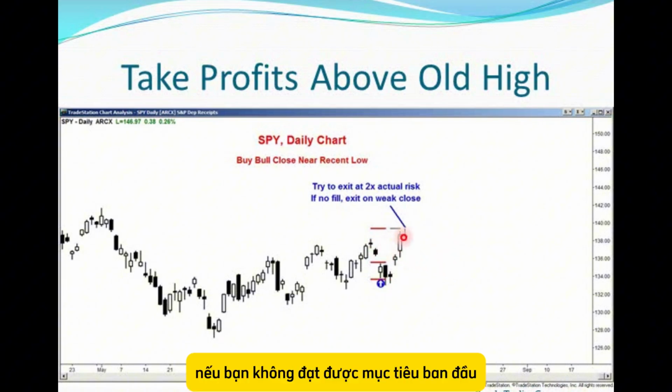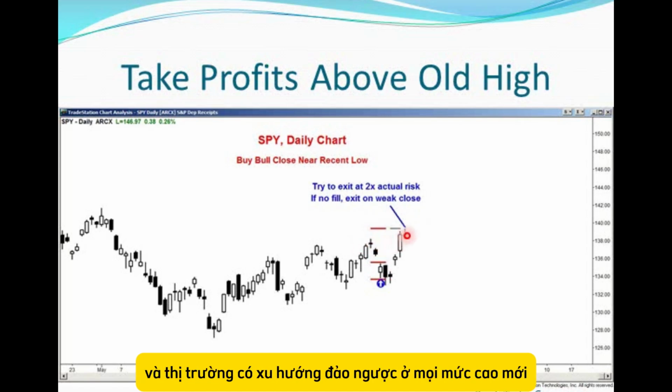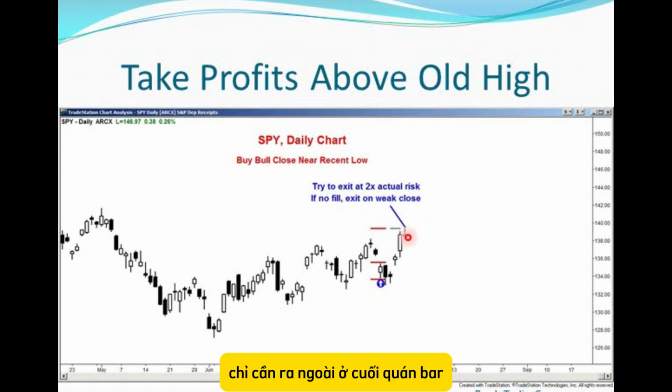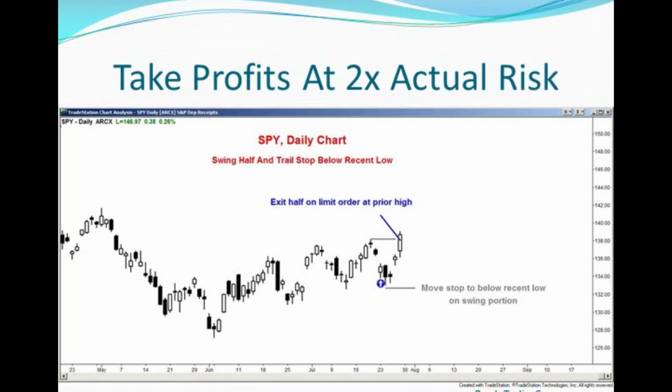If you don't get filled at your initial target and you have a weak close on the bar, since you're at a new high in a weak bull channel and the market tends to reverse down at every new high, just get out at the close of the bar.